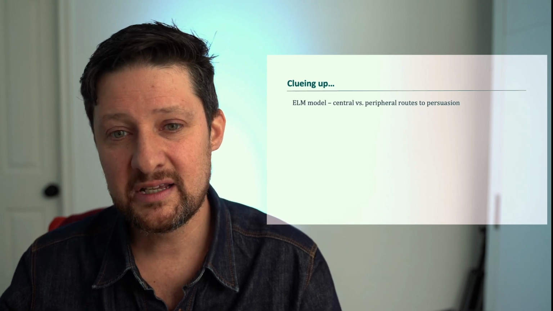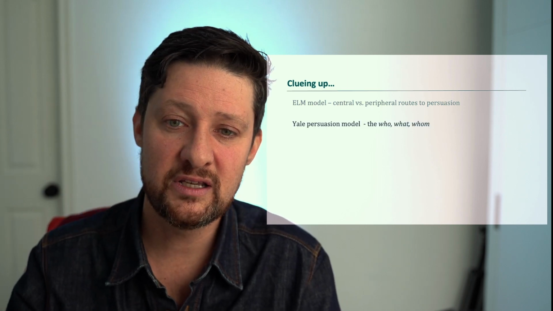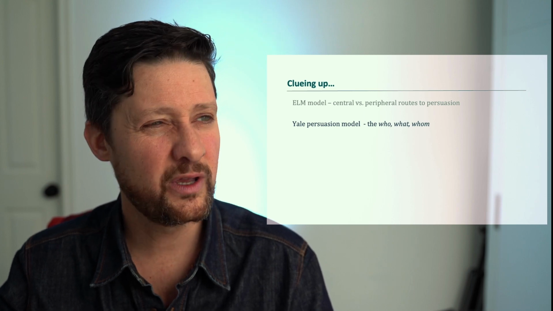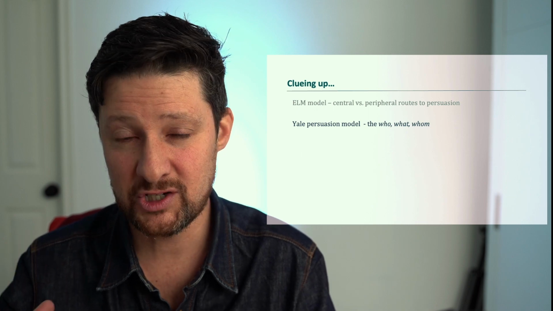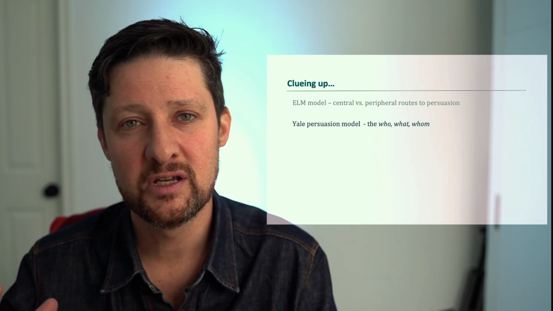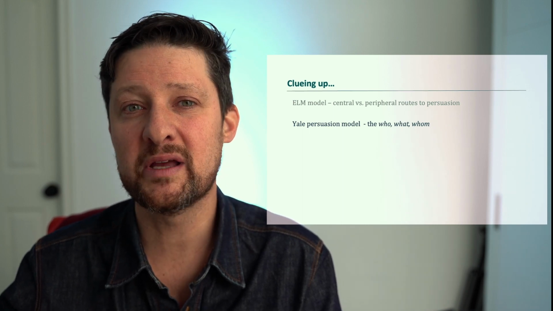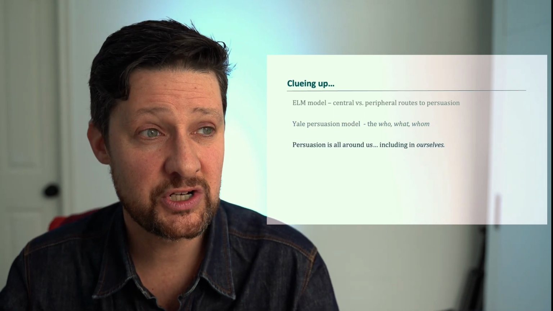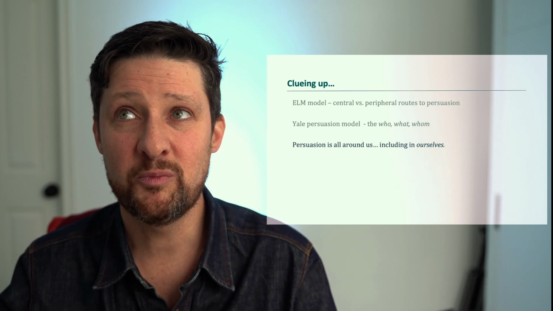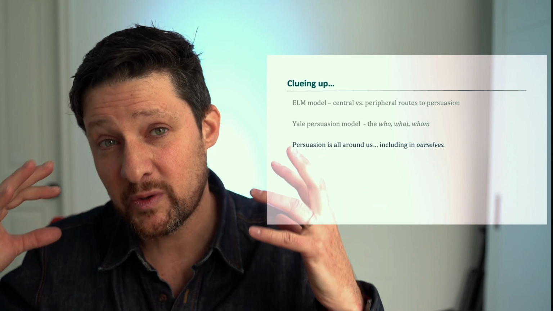And so we looked at the ELM, the elaboration likelihood model, to investigate either the central route or the peripheral routes to persuasion. We looked at the Yale persuasion model, where we investigated who the source is, who is talking, what the message is, or the quality and characteristics of the messages. And then we talked about the whom, who is receiving the message and who is interpreting the message. And, let's face it, persuasion is all around us. We persuade people, people persuade us, companies try to persuade us, and finally we try to persuade ourselves.